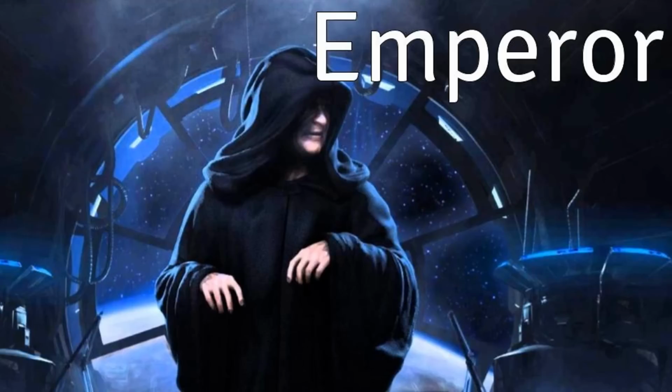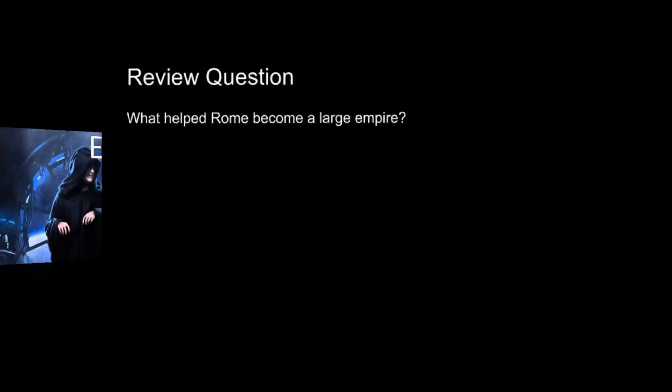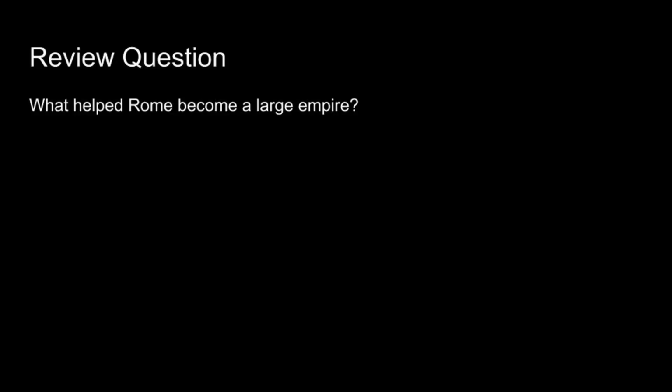Well, Augustus died in AD 14, but after his death, the policies he began helped Rome continue to expand and gain power. By the 2nd century AD, the Roman Empire reached its largest size. It probably included 60 million people of many different cultures and religions. Okay, so after you've listened to this, you should be able to answer this question, you guys. What was it that helped Rome become a large empire?